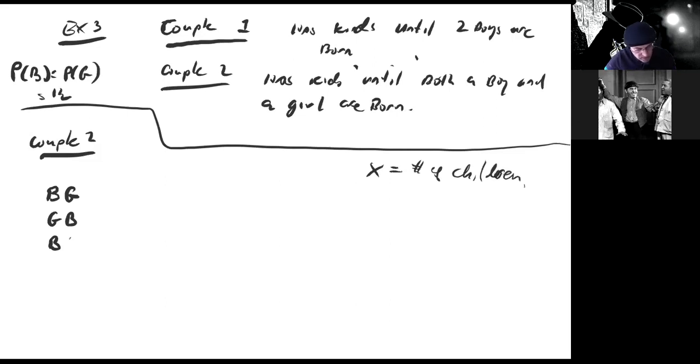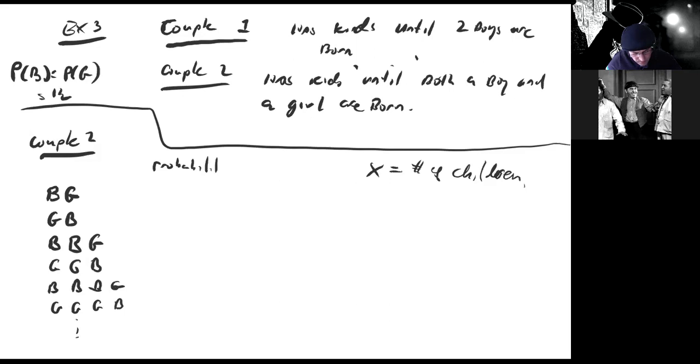Okay, so here are the possibilities. A boy, then a girl, then they're done. A girl, then a boy, then they're done. They stop as soon as they have children of both genders. You could have a boy, then a boy, then a girl. You could have a girl, then a boy. Now, what are the probabilities in each case? Having a boy is probability 1/2, and then having a girl is probability 1/2. So the probabilities multiply because we're assuming that they're independent events.